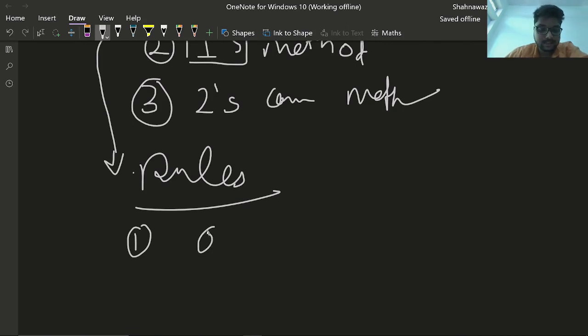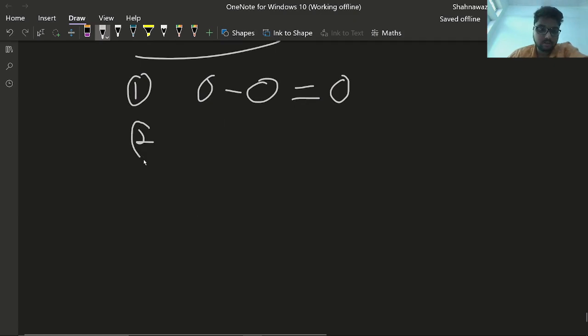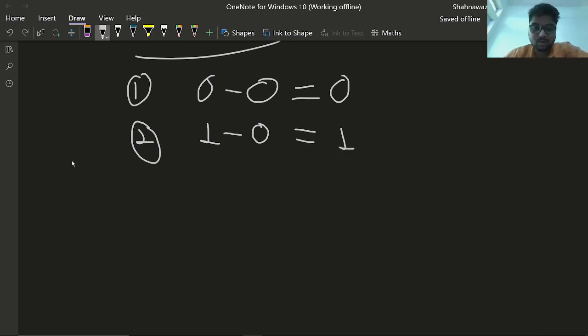When you subtract 0 from 0, it will result in 0, and there is no borrowing and no carryover. Then the second rule: when the first bit is 1 and the second bit is 0, and we have to subtract the second bit from the first bit, that is, subtract 0 from 1, it will result in 1 only, with no carry or borrowing.